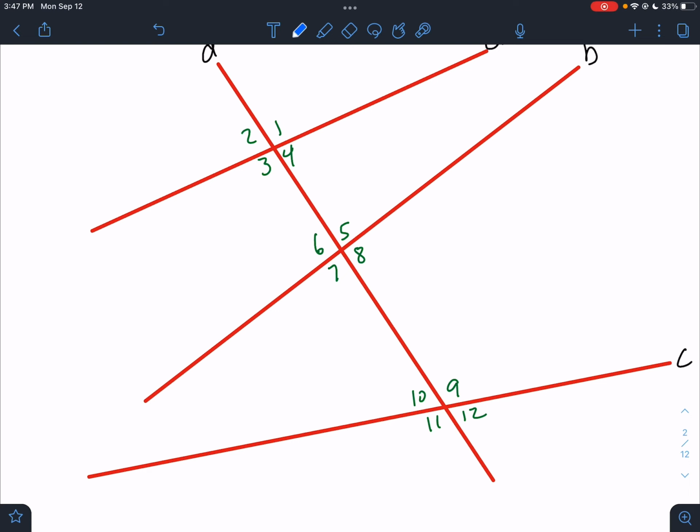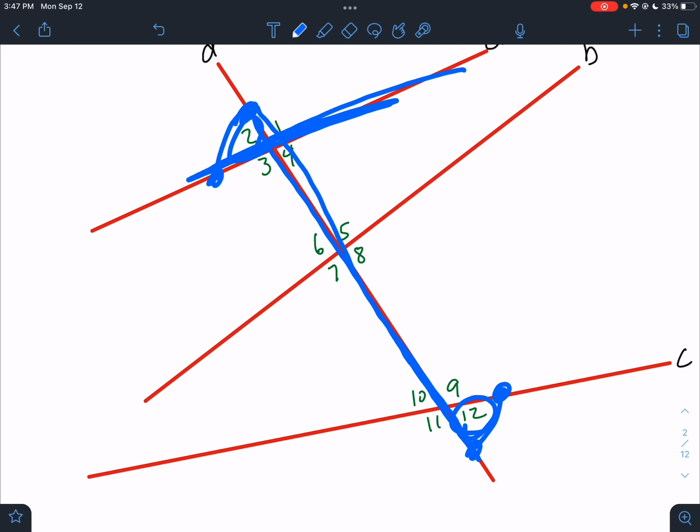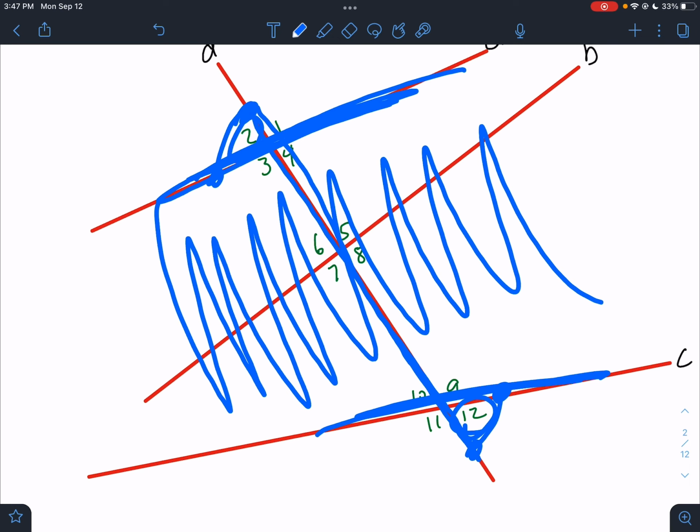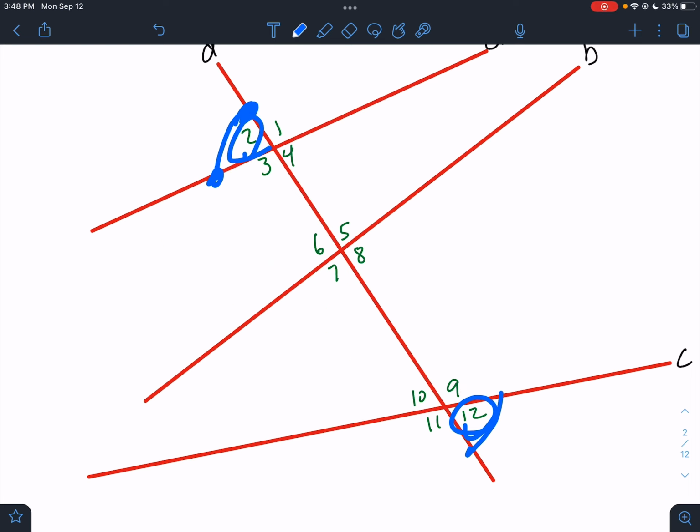Loving it. Let's do one more set. Let's do angle 2 and 12. Angle 2, trace it. Angle 12, dot, connect the two dots that we can. The other two lines, 2 is this one, 12 is this one. Space between, can't find them in the space between. So 2 and 12, where are they? They're on the outside. And they alternate. They're on different sides of the transversal. 2 and 12 would be alternate exterior angles.